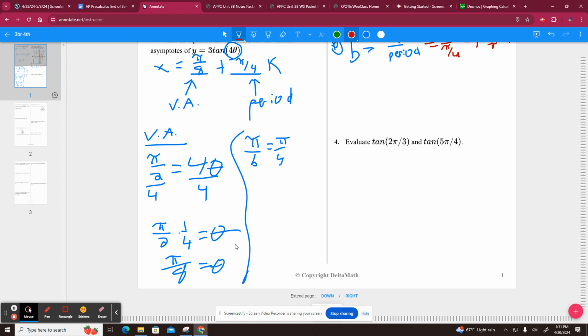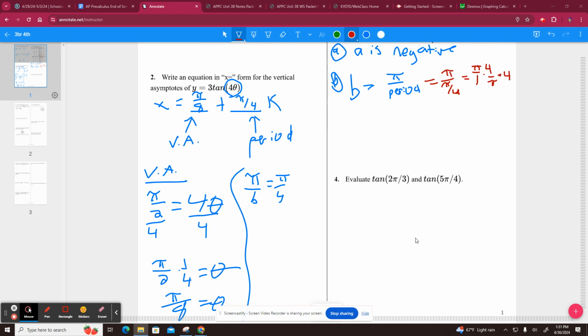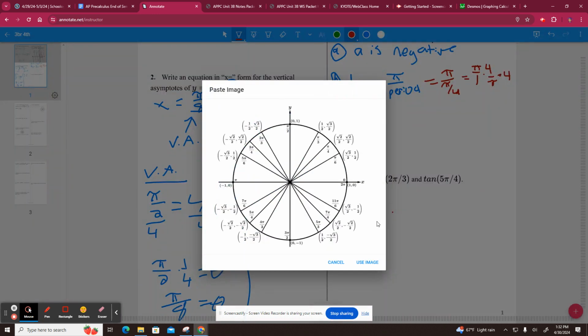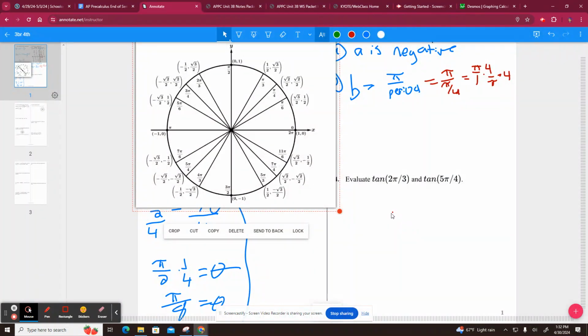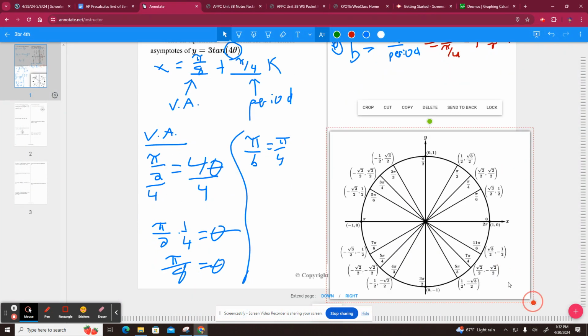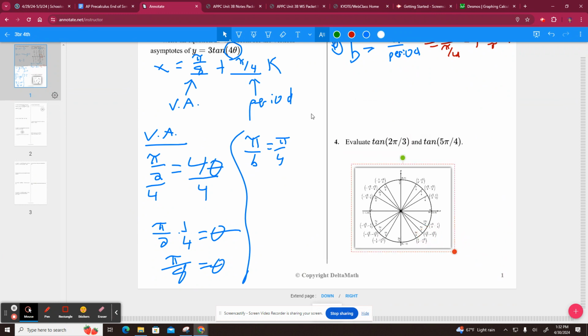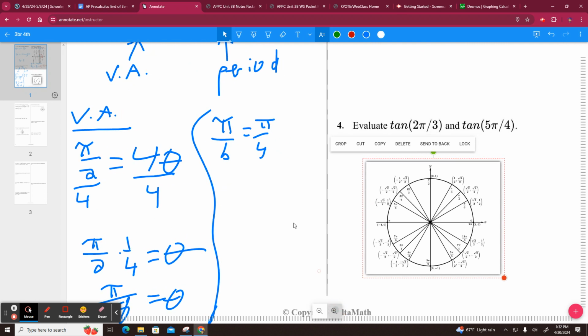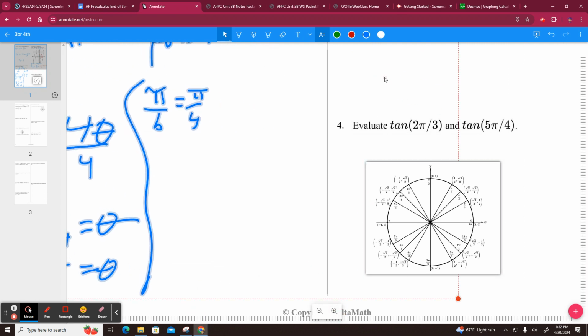And then to evaluate tan here, let me quickly copy this. So, pictures. Let me bring a unit circle in. Remember, you have a cheat sheet, so to do this, you can have your unit circle ready to go. Let me zoom in some. Okay, that's not what I meant to do.